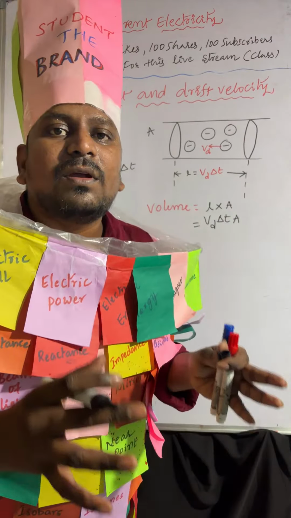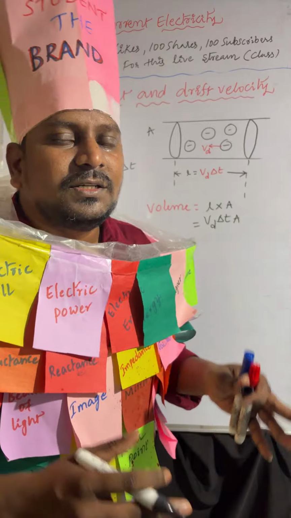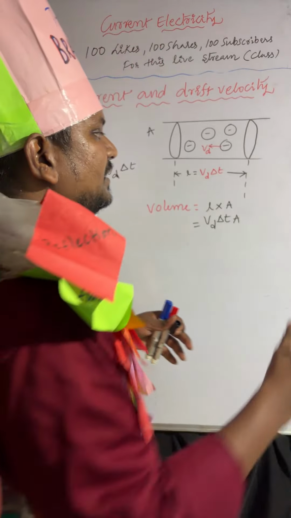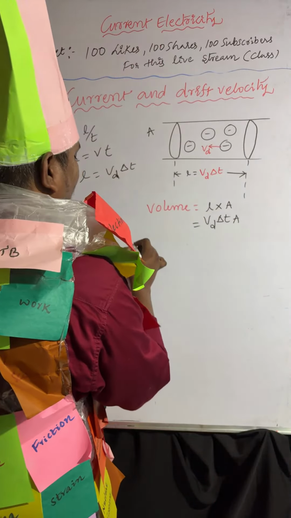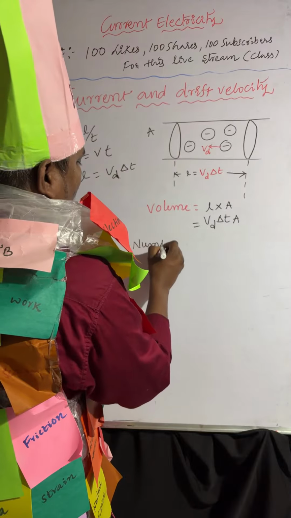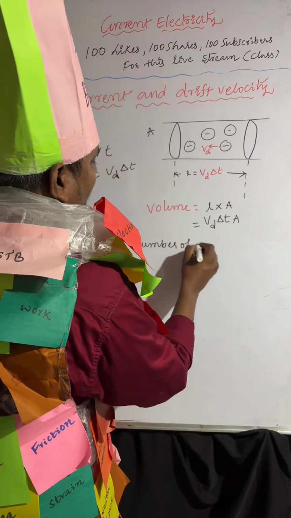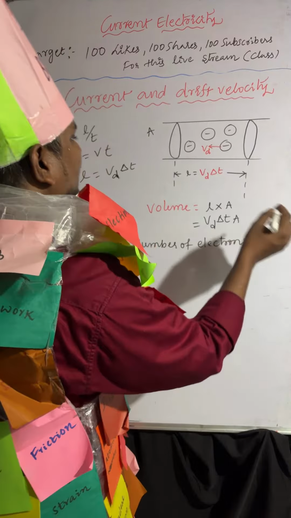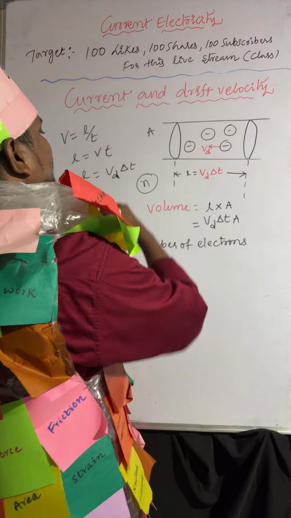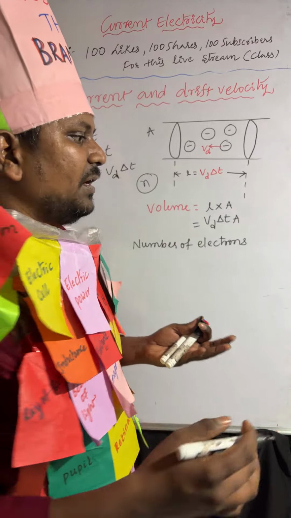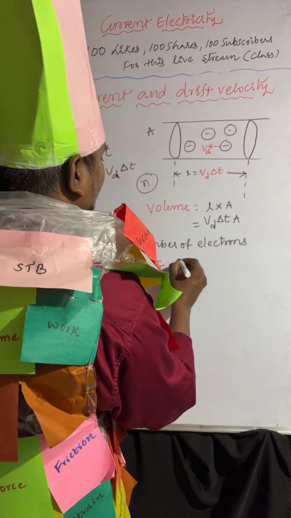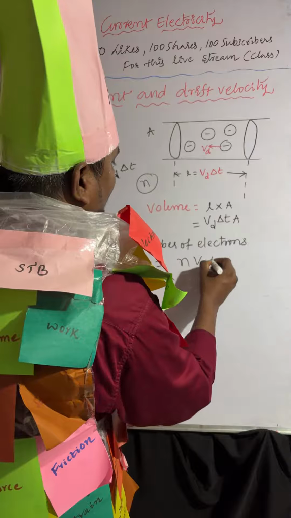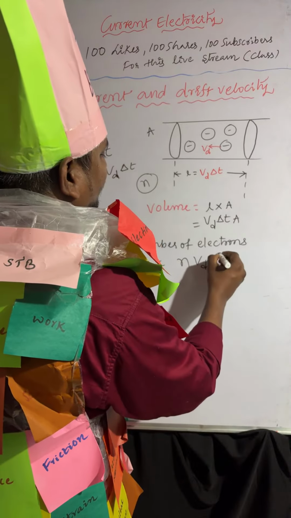Next one, number of electrons present in the particular volume. Small n is the electron density. Now you can see n Vd delta T into A.